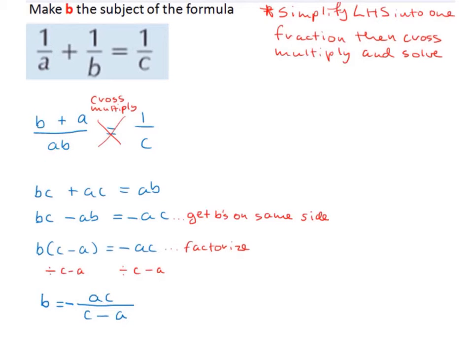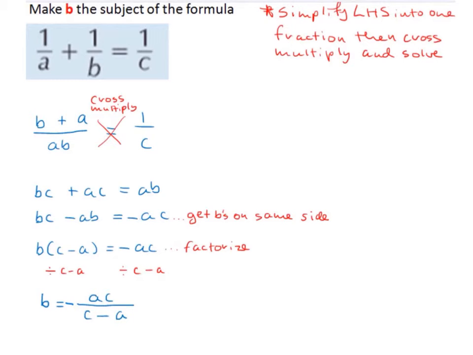A into AB, the A's will cancel, leaving me with B, and B multiplied by 1 is B. B into AB, the B's will cancel, leaving me with A, and A multiplied by 1 is A. So B plus A over AB is equal to 1 over C. I'm going to cross multiply and then solve. So B times C is going to be BC, A times C is going to be AC, and AB times 1 is going to be AB.